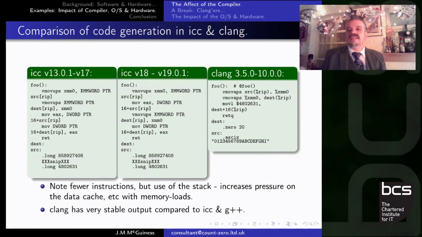Okay, ICC and Clang. ICC is created by Intel. Surely Intel, with their vast knowledge of processors, etc., would know many things about this. But we can see likewise ICC and Clang all suffer from the same problem of using the stack. But also we can see that Clang has very stable output. So although the performance may not be great in terms of this micro benchmark, we can see that it will be very stable with different versions.